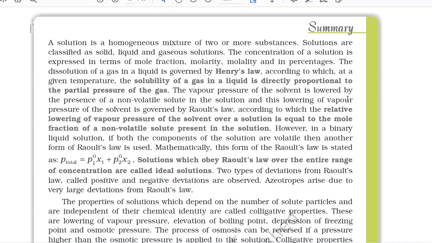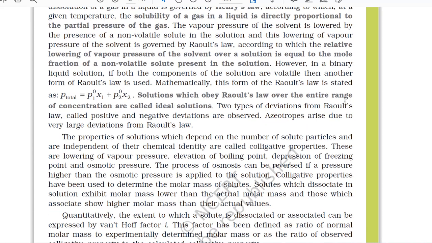However, in a binary liquid solution, if both the components of the solution are volatile, then another form of Raoult's law is used. Mathematically, this form of Raoult's law is stated as P total is equal to P01 into x1 plus P02 into x2. Solutions which obey Raoult's law over the entire range of concentration are called ideal solutions. Two types of deviations from Raoult's law, called positive and negative deviations, are observed. Azeotropes arise due to very large deviations from Raoult's law.